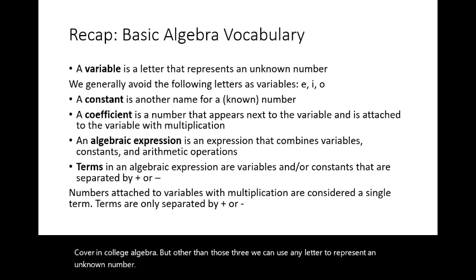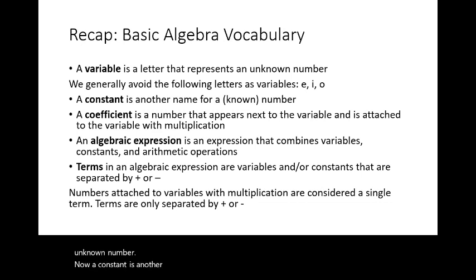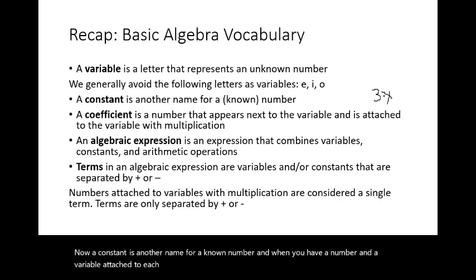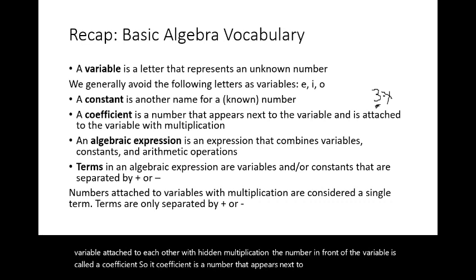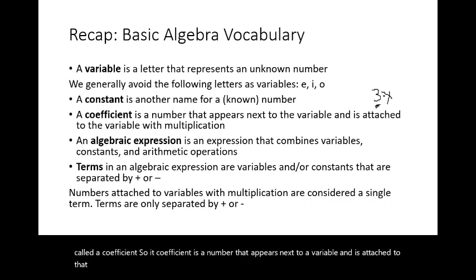Now, a constant is another name for a known number. And when you have a number and a variable attached to each other with hidden multiplication, the number in front of the variable is called a coefficient. So a coefficient is a number that appears next to a variable and is attached to that variable with multiplication.